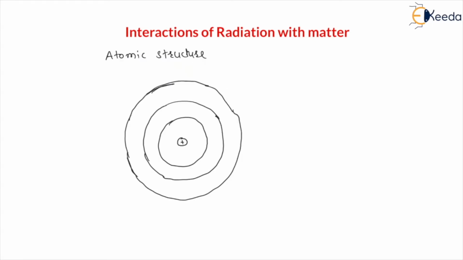Now my dear students, to understand the interaction of radiation with matter, let us understand the basic model of atomic structure. Here the center is called nucleus for any atom. And in this nucleus, basically it contains protons and neutrons. Nucleus always contains protons and neutrons, that already you know. You have learned this in chemistry in school level also.